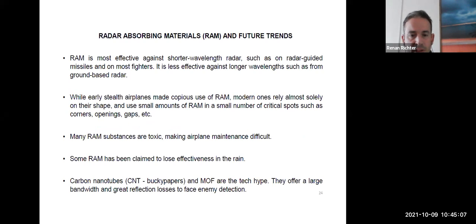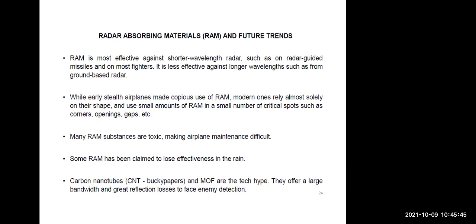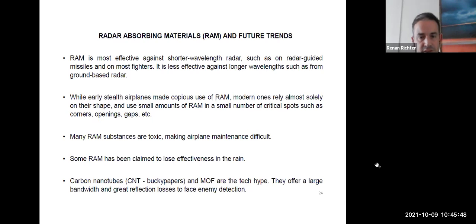While early stealth airplanes made copious use of RAM, modern ones rely almost solely on their shape and use small amounts of RAM in a small number of critical spots, such as corners, openings, and gaps. Many RAM substances are toxic, making airplane maintenance difficult. Some RAM has been claimed to lose effectiveness in the rain. Carbon nanotubes, buckypapers, and metal-organic frameworks are the tech hype. They offer a large bandwidth and great reflection losses to face enemy detection.